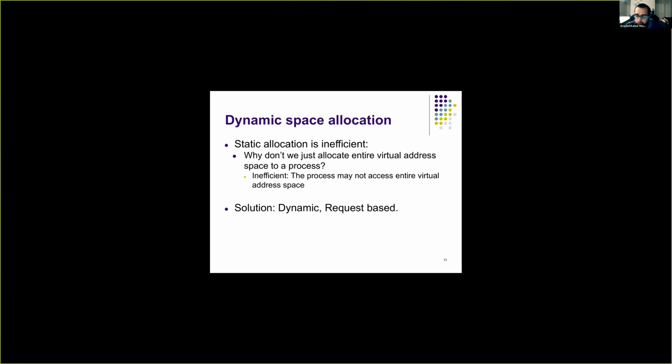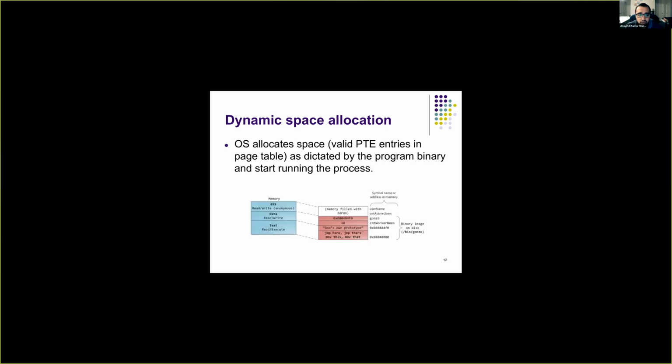So what's the solution for this? Simple: dynamic, request based. Basically, do not allocate virtual address unless it is requested by the process. So what happens is, when we run a program, the operating system allocates space in the virtual address space, or rather creates page table entries, for only those regions dictated by the program binary.